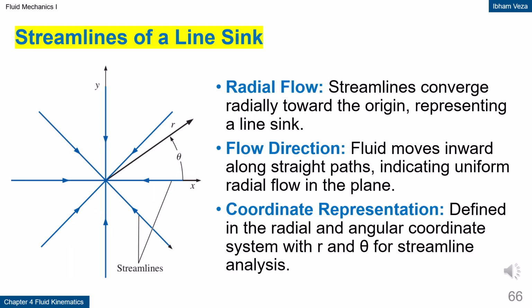Streamlines of a line sink. The streamlines show flow moving radially toward a central point. This pattern represents a line sink in a two-dimensional plane. All particles move straight toward the center from different directions. This representation is often used in potential flow analysis. This example shows how a simple flow field can be described analytically.